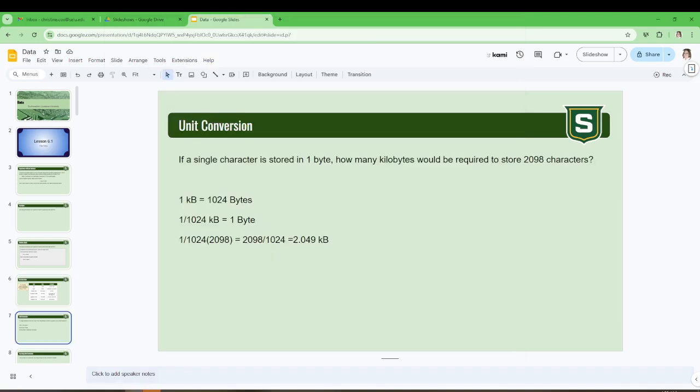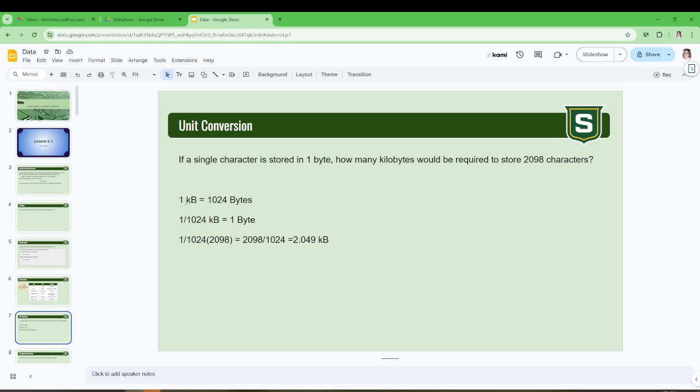All right, so let's do some practice with the unit conversion. Let's say a single character is stored in 1 byte. That's pretty standard. How many kilobytes would be required to store 2,098 characters? First of all, you're given bytes and you're trying to go to kilobytes, so you want to make sure you know that conversion. 1 kilobyte is equal to 1,024 bytes.